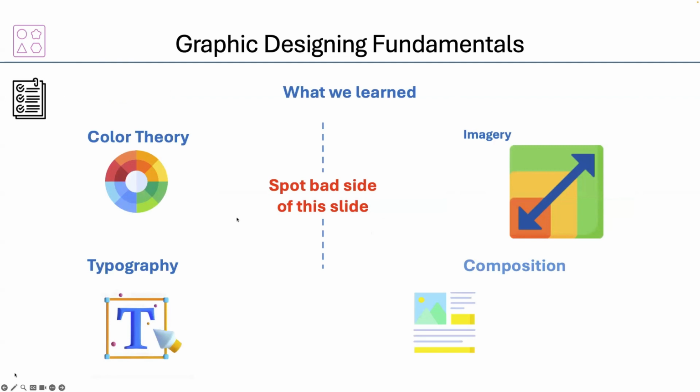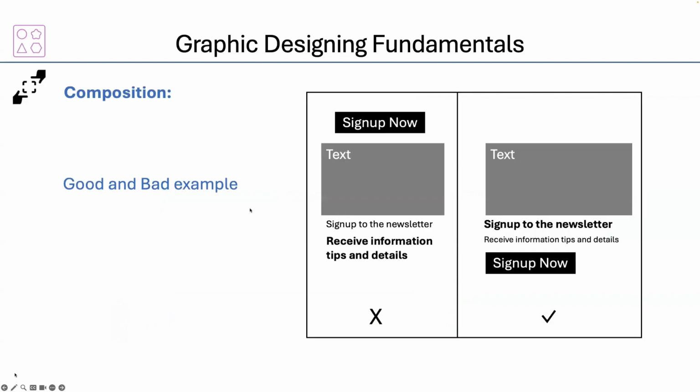Okay, so we have discussed the 4 pillars till now: color theory, typography, imagery, and composition. And here in the red, I highlight something, or I want your attention: spot the bad side of this slide. Can you spot it?